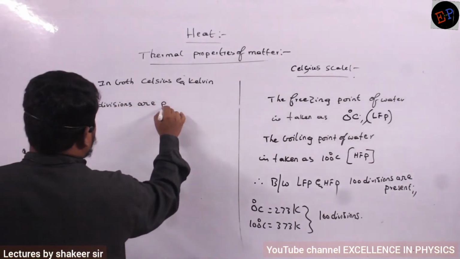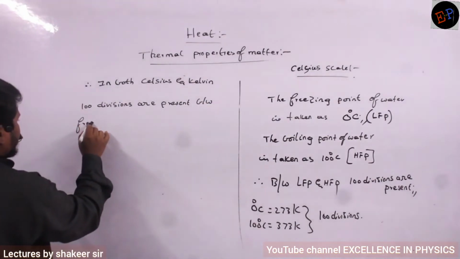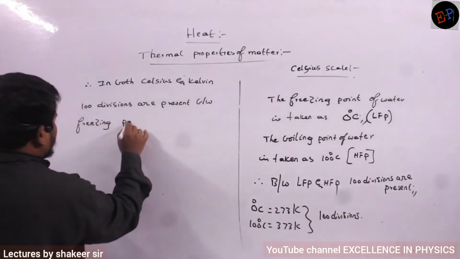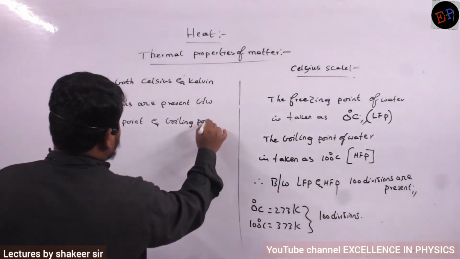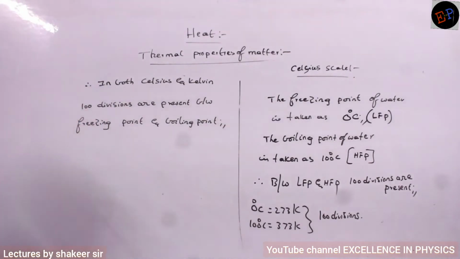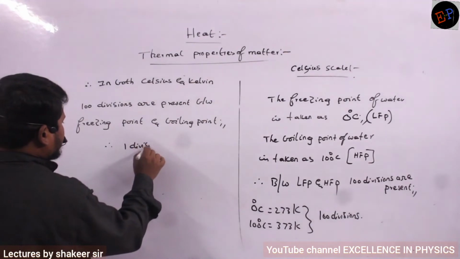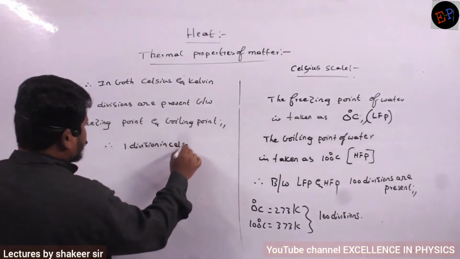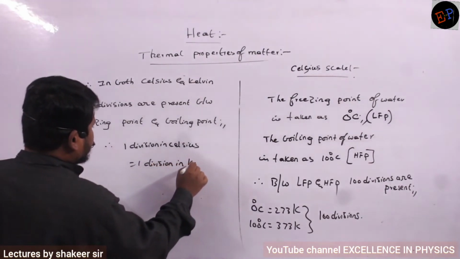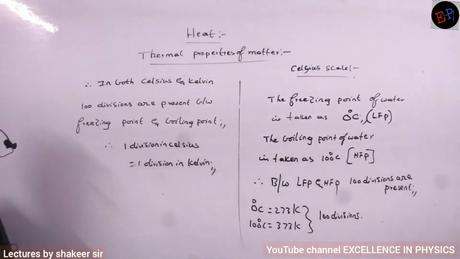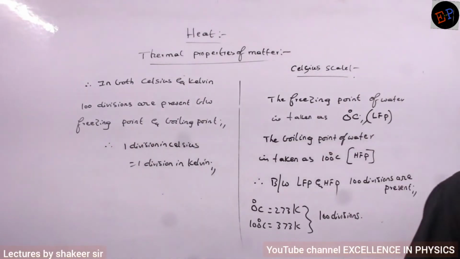100 divisions are present between freezing point and boiling point. Okay? There are 100 divisions. So because there are 100 divisions, one division in Celsius is equal to one division in Kelvin. Already we discussed, no? Again we are writing. Okay. Clear, no?